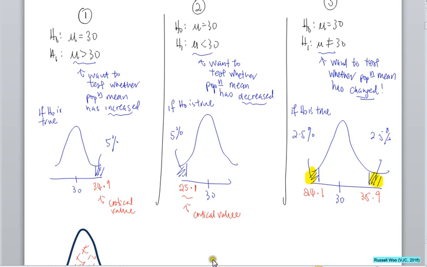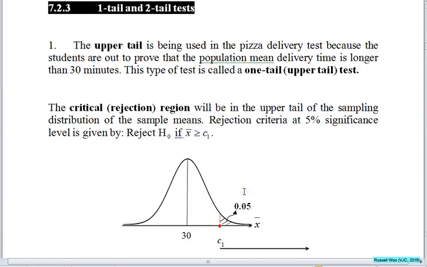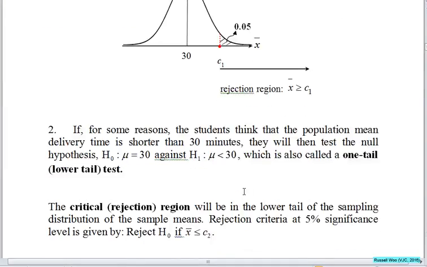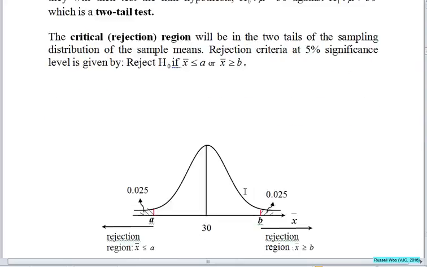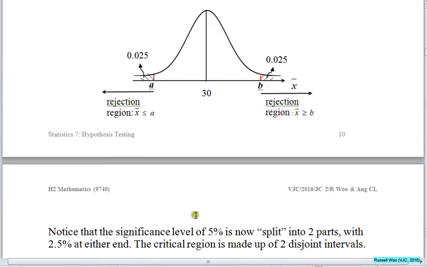Okay, now we look at the notes. Here, this one. That's all I said. Correct? And then this one, I say this one, two-tail test. Then I say this one. I talk about this one, right? Can? Alright? Remember? With the level of significance at 5%, then I'm splitting it up. Okay?